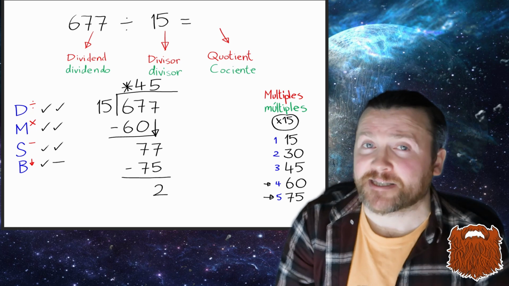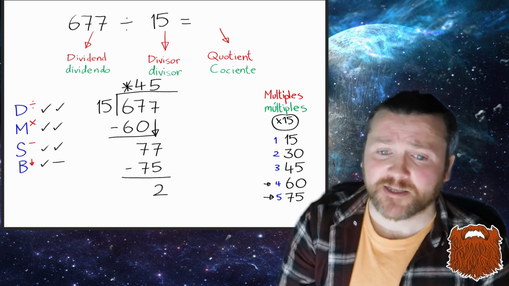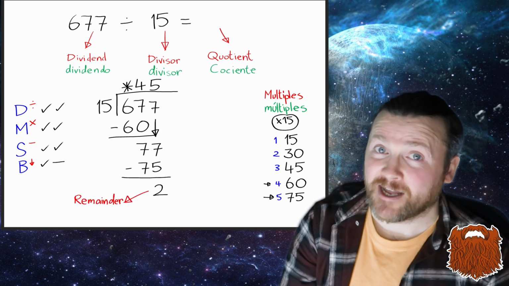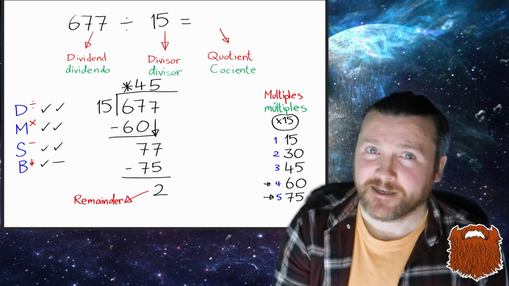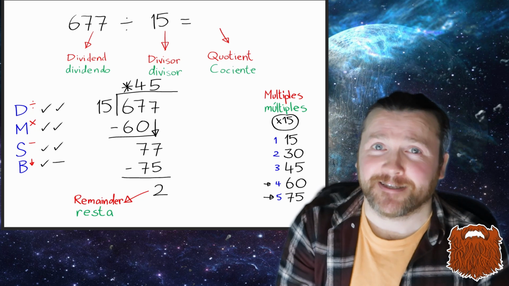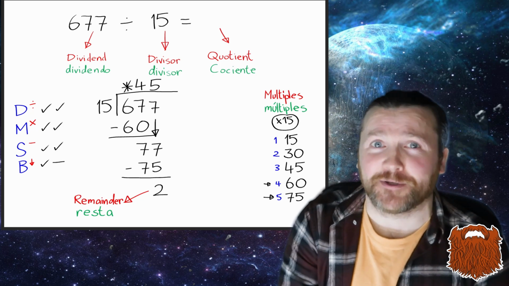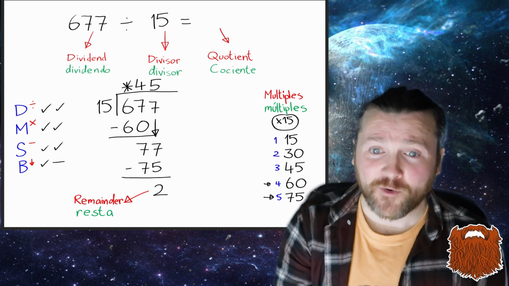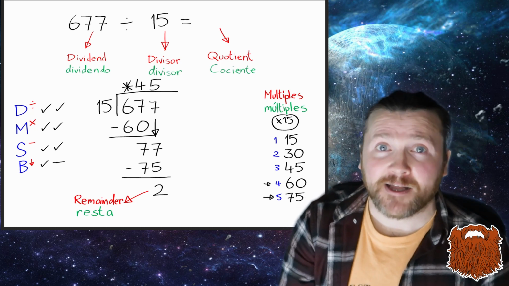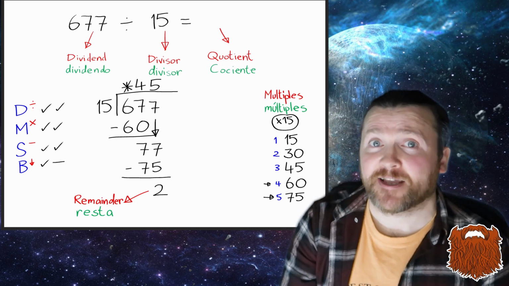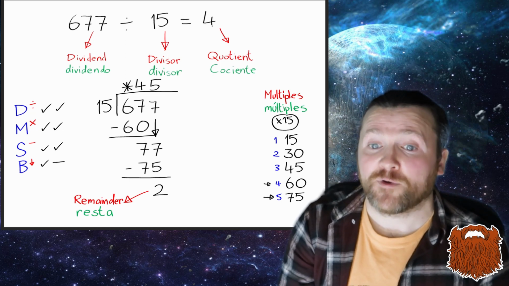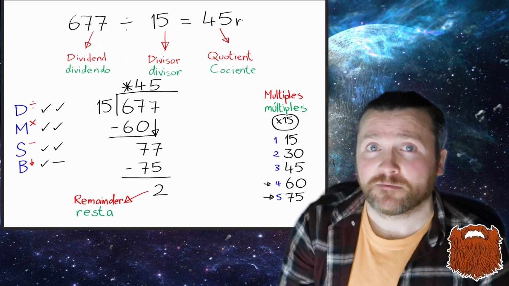So that number that's left, that's what we call our remainder. Or in Spanish, our resta. Resta? Something like that. Again, Sarah, if you could email me proper pronunciations, I would really appreciate it. Okay, so our answer to 677 divided by 15 is 45, remainder 2.